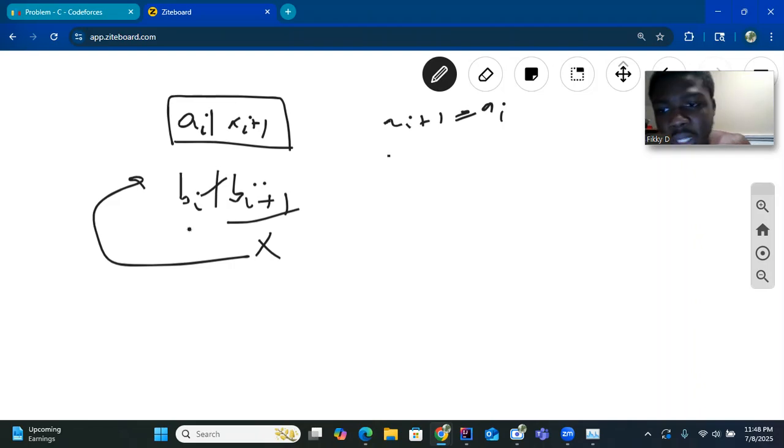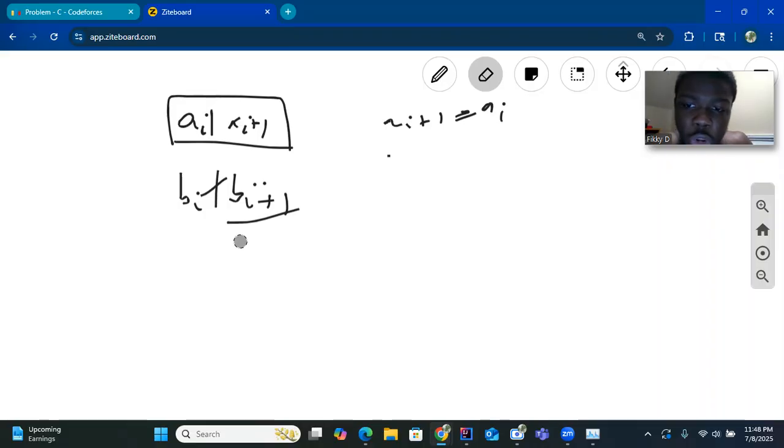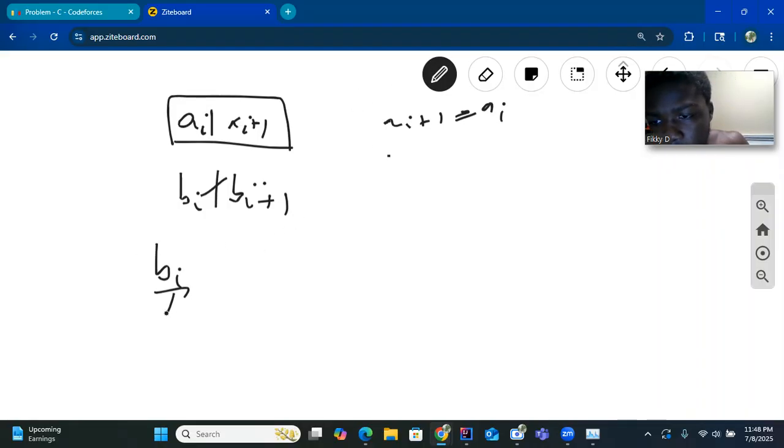So we know now that b sub i should be the one that divides by x. We're going to divide this by x, and the intuition is we need this to divide this, because this is basically the values.